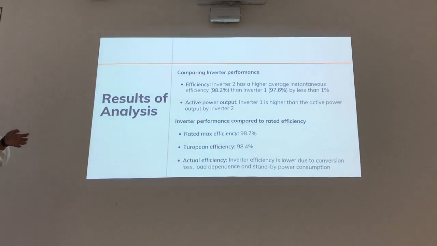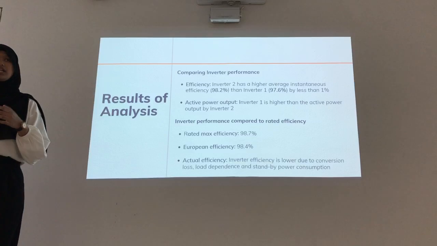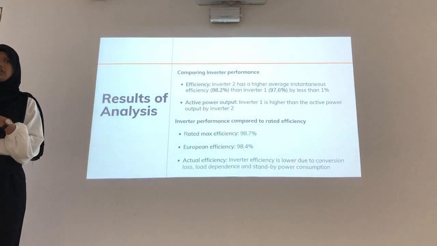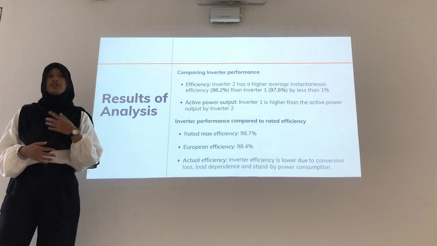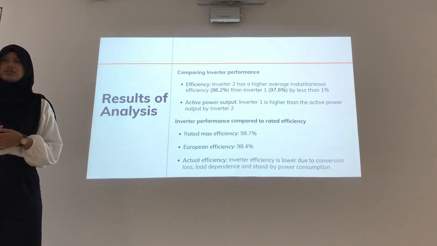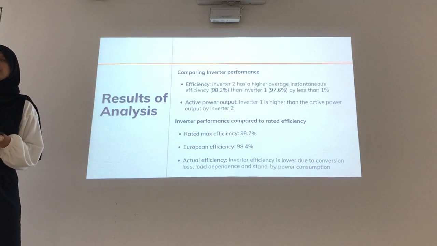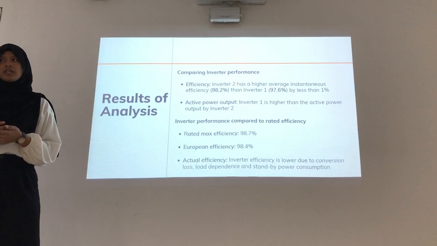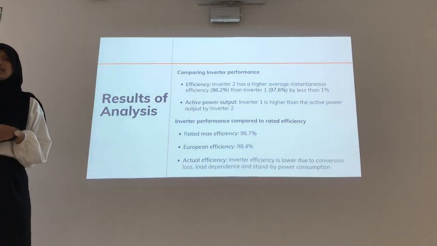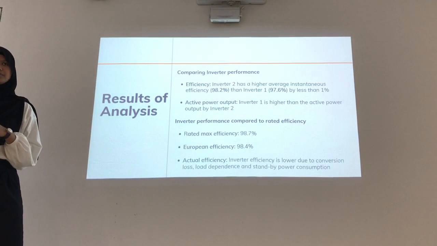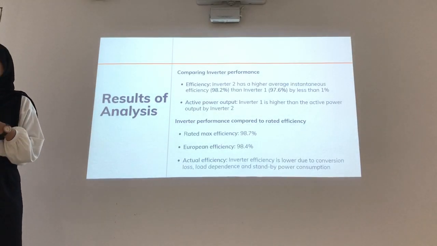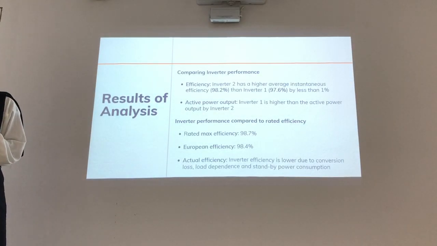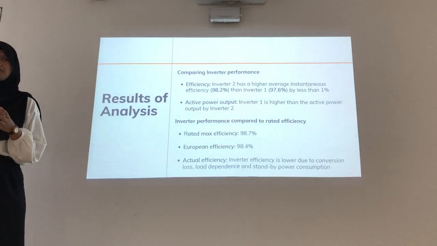So here I've done a comparison between both of the inverters and both inverters with the rated efficiency. As you can see here, comparing inverter performance, I found out that even though inverter 1 was able to produce more active power, which is the usable AC power, its efficiency was slightly lower than inverter 2, which is less than 1%. Which means that inverter 1 was able to take in more DC power than the inverter 2, but was unable to convert as much of it.